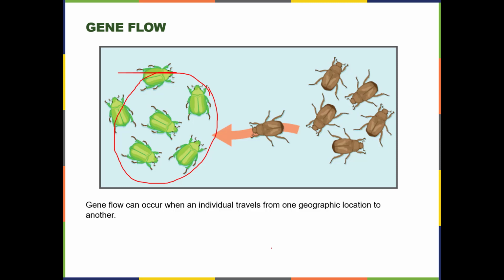If you have two populations that are basically genetically similar, then it really doesn't matter if there's gene flow. That's not going to change either group. So they have to be significantly different, and then the gene flow will change the receiving group.